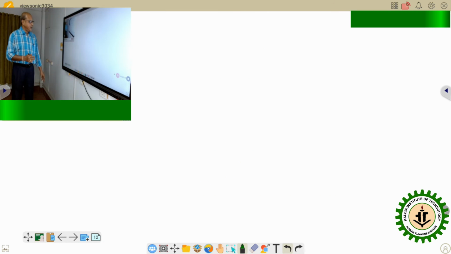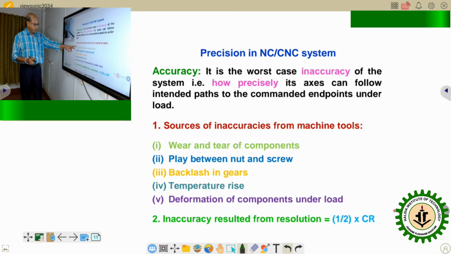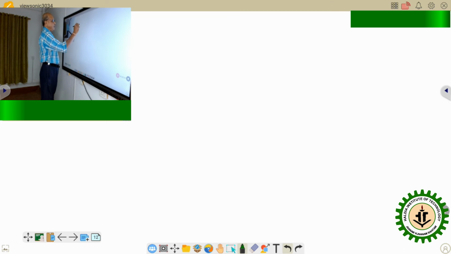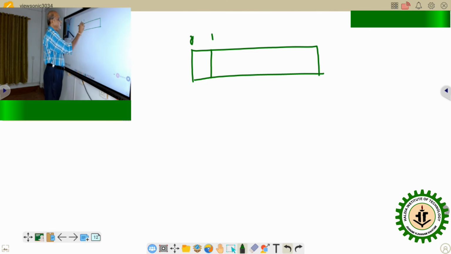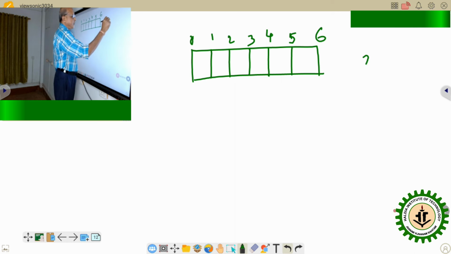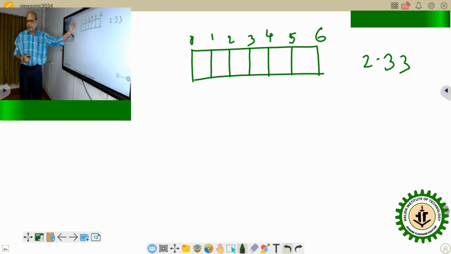Come to the next one. Let us give some space. First let us come to this point: half of control resolution. If you use the same scale, with graduations 1, 2, 3, 4, 5, 6, and you are told to measure a distance of 2.3 with this scale, there is no intermediate graduation, mind that.